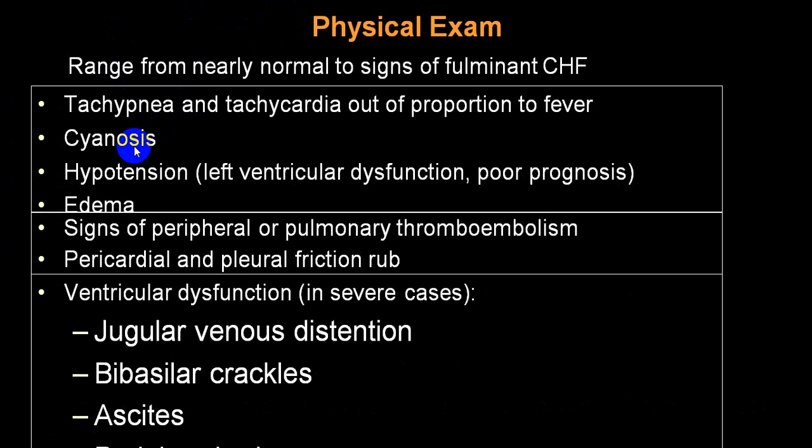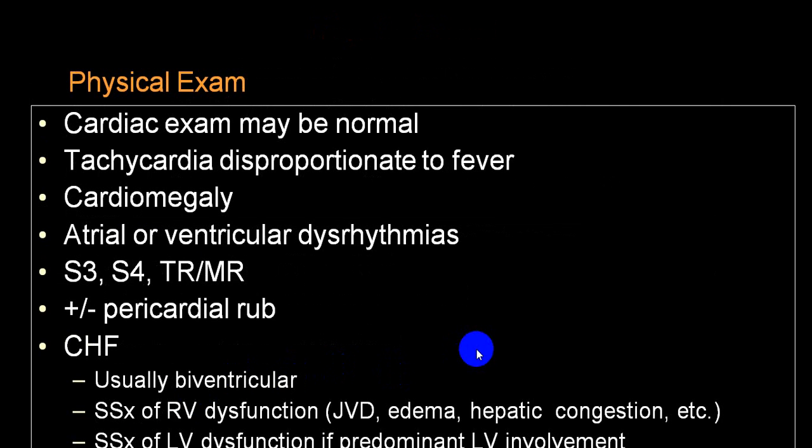In left ventricular failure, you can get cyanosis. Hypotension is also more common with left ventricular failure. You can have edema in case of a right ventricular failure, and if there is a combined failure, we call it congestive heart failure. JVP will be elevated. Basilar crackles, ascites, and peripheral edema suggest right ventricular as well as left ventricular failure, which we call congestive heart failure.